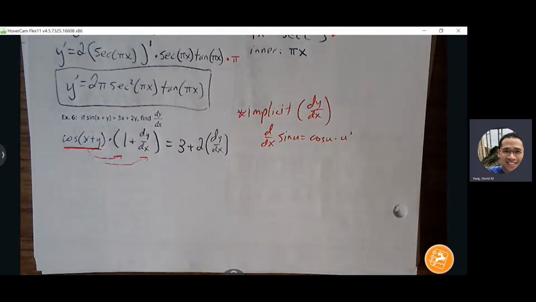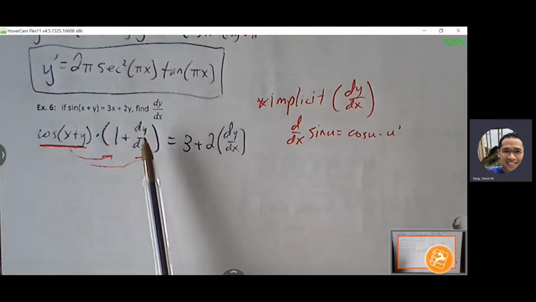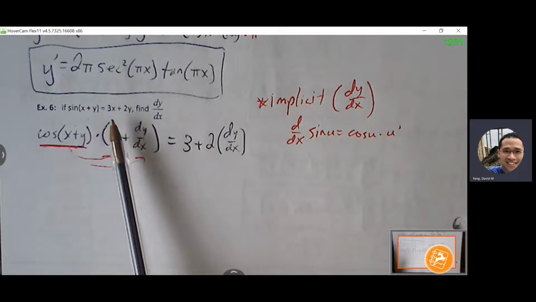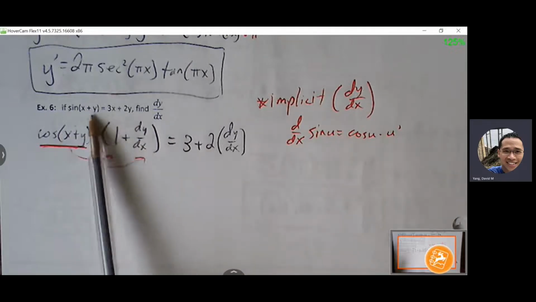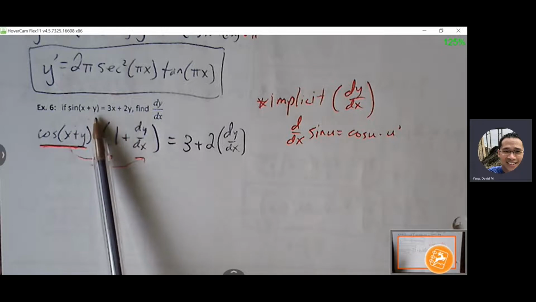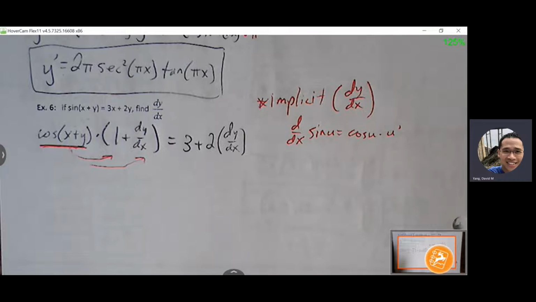Let me start from the beginning again. It says if sine of x plus y is equal to 3x plus 2y, find dy dx. We recognize the need for implicit differentiation because we see y's all over the place. And also, we have to involve sine's derivative. Sine is cosine of u times u prime.